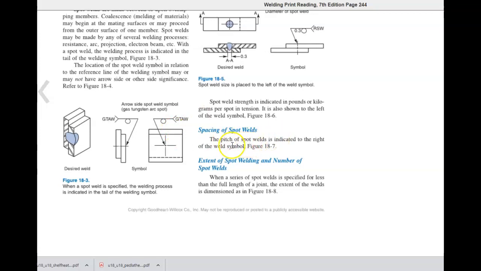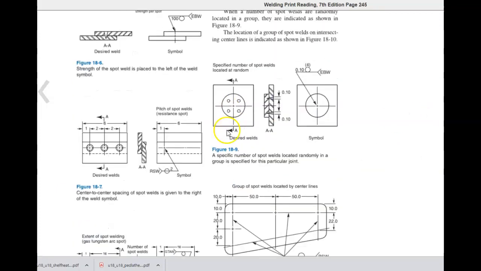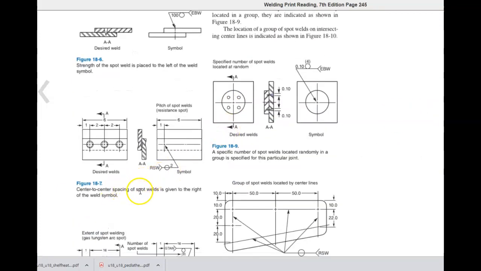Spacing of spot welds. The pitch of spot welds is indicated to the right of the weld symbol, 18-7. Center to center spacing of spot welds is given to the right of the weld symbol, 2.